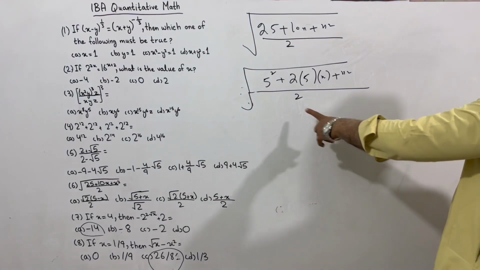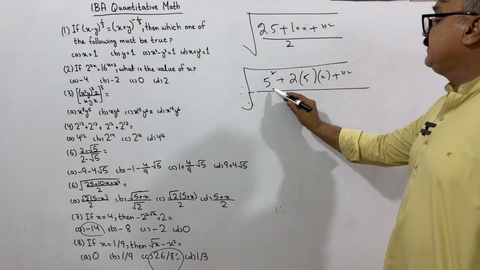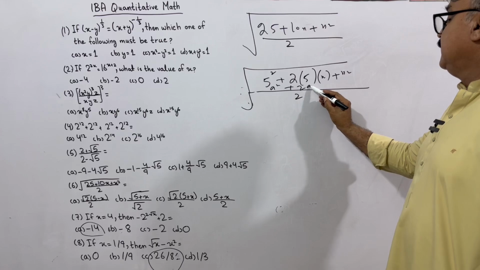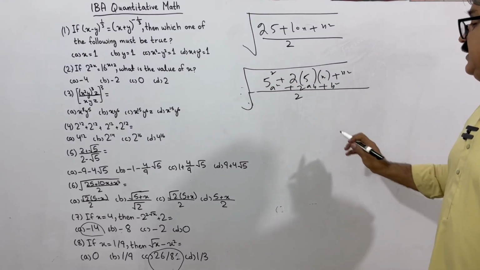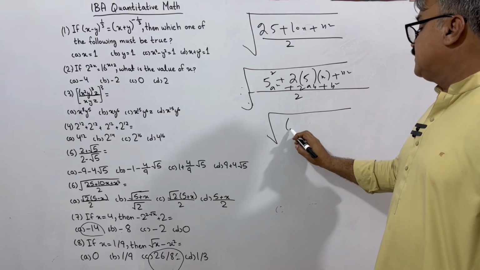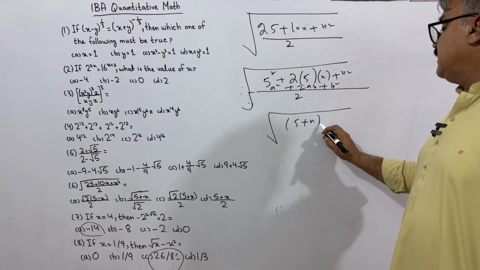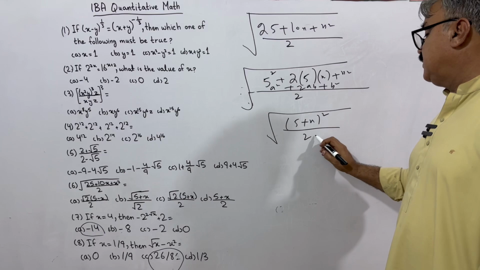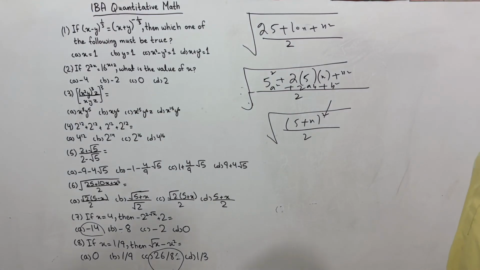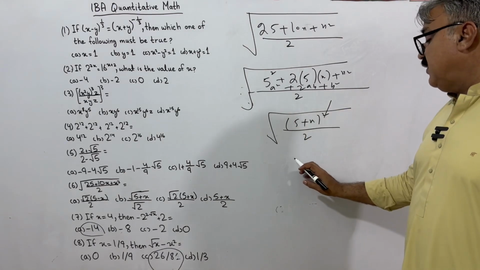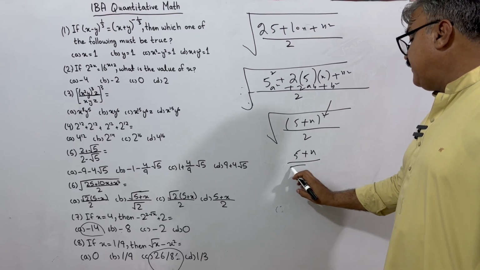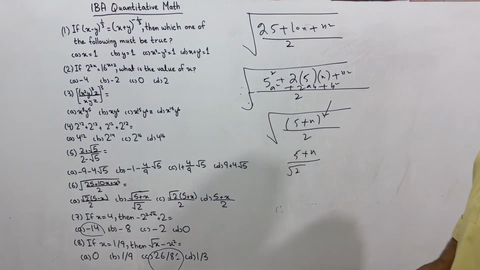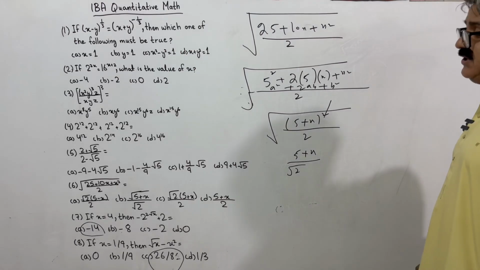Now look at the situation. That's our a squared plus 2ab plus b squared. It is a perfect square quantity. So I can write 5 plus x whole squared, overall divided by 2. The square root cancels out because 5 plus x is a perfect square quantity. So I have 5 plus x. 2 is not a perfect square, right, in the denominator.